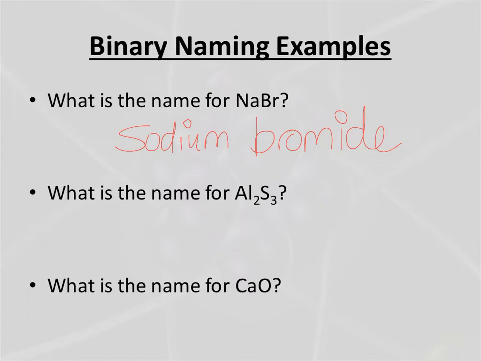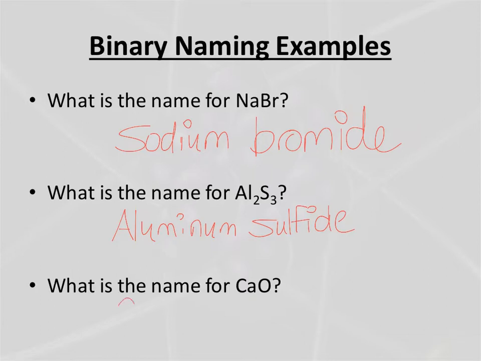Next example is Al2S3. Write the name of the first element, which is aluminum. Then we write the name of the second element, which is sulfur, but we're going to change the ending to IDE. So instead of sulfur, it'll be sulfide. So, aluminum sulfide.